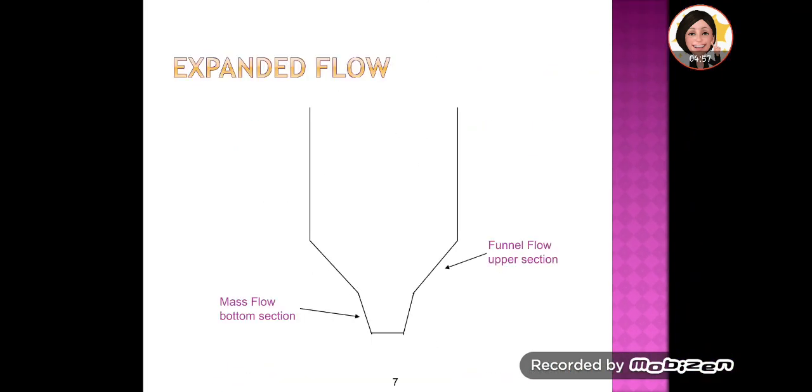As for expanded flow, it is a combination of mass flow at the bottom here, because the cone is not a direct cone, so it has a cone shape here and then a narrowed discharge point here. So there will be a mass flow here and a funnel flow taking place at this area. So that is expanded flow.